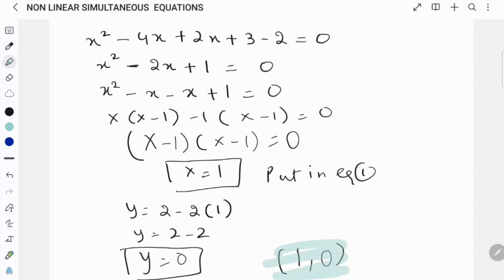Alright, so I hope you have understood these 5 questions I have included to help you understand this topic, the solution of non-linear simultaneous equations.